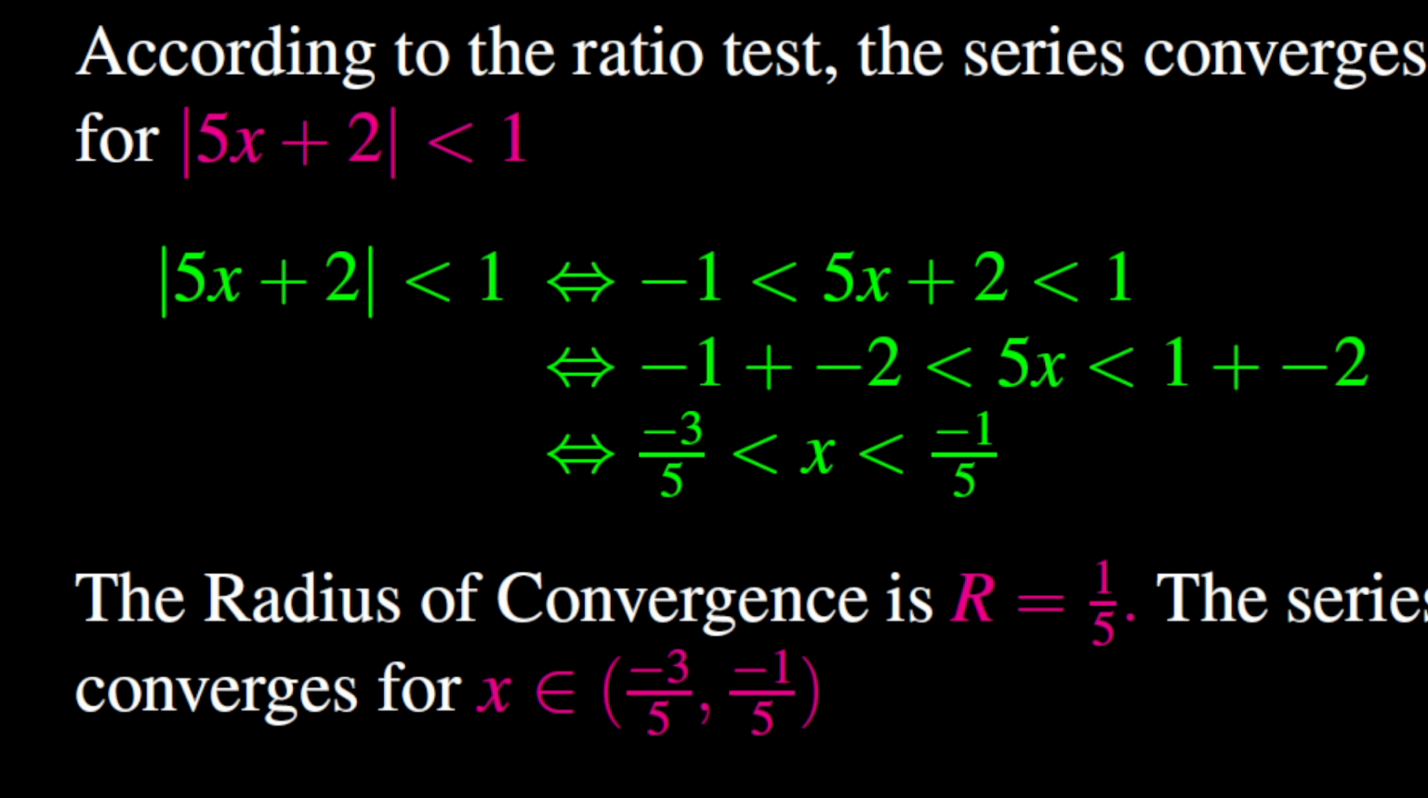This inequality can be further simplified to the inequality -3 over 5 less than x, and x less than -1 over 5. Consequently, the radius of convergence is equal to 1 over 5. The series converges for x in the open interval with endpoints -3 over 5 and -1 over 5.